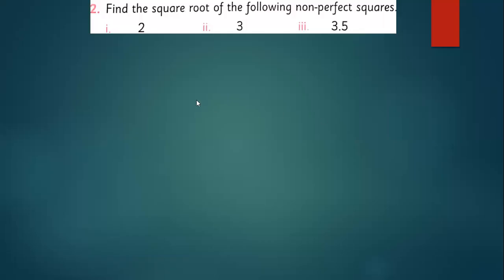Okay. The question is to find the square root of the following non-perfect squares. Do you know what a non-perfect square is? 49 is a perfect square. 25 is a perfect square. 16 is a perfect square. Those three are perfect squares. The numbers which do not come from such whole numbers are called non-perfect squares.